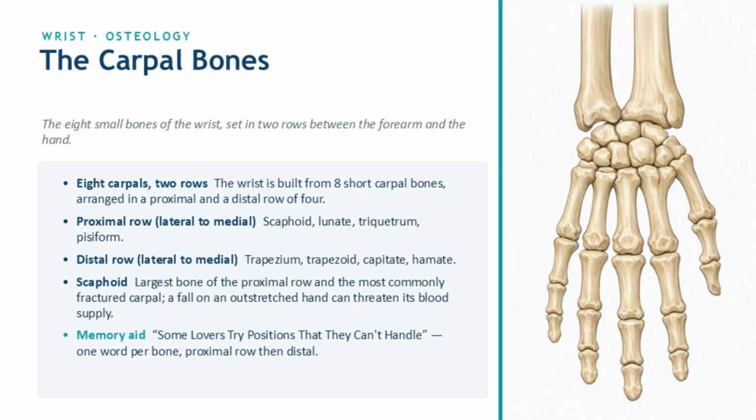Understanding these structures is particularly important because wrist injuries are extremely common and can significantly affect function. Among the carpal bones, one is especially vulnerable following a fall onto an outstretched hand. Let's explore how this knowledge applies in a clinical setting.